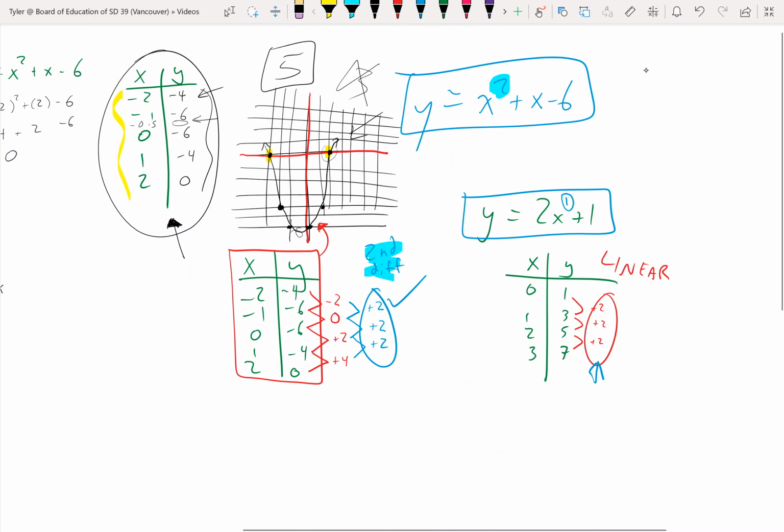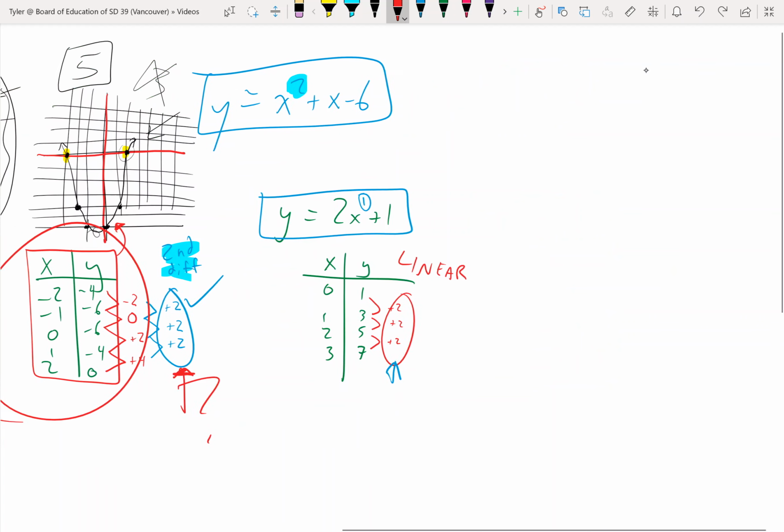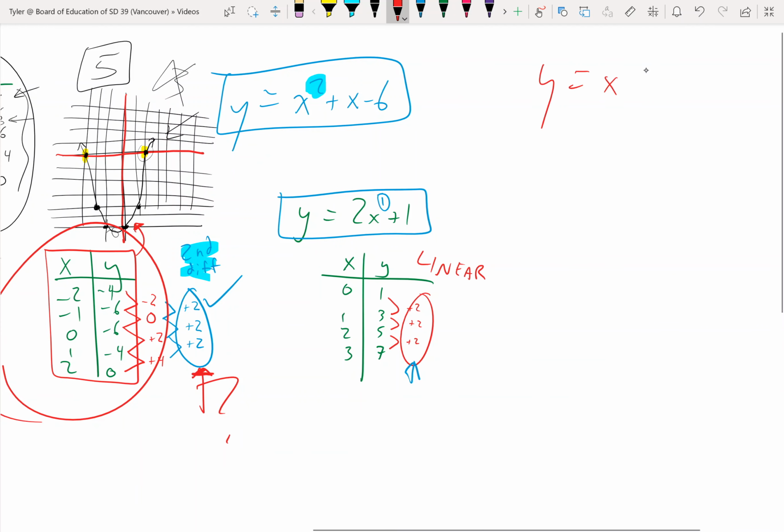So, if you ever have a table of values and it says, is this quadratic? You need to check the second differences and see if they're all the same. The cheater way to tell if an equation is quadratic is to look at the equation for the exponent. Okay? So if I have y equals x squared plus x minus 5, let's put a different number there. Okay? I know this is quadratic because there's x squared.